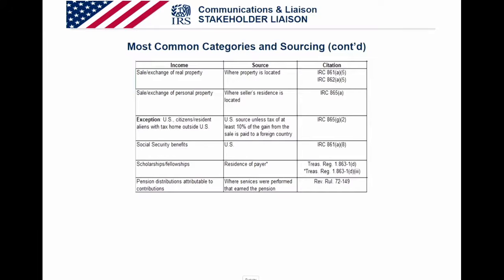And then we have Social Security benefits. These are U.S. sourced. And lastly, we have items like scholarships, fellowships, grants, prizes, and award type items. And these are sourced by the residence of the payer. So if any of these are made by a U.S. citizen, resident, a domestic partnership or corporation, a state trust, the U.S. or individual state, then they'd be sourced as U.S. source. The exception deals with receipt of such by someone other than a U.S. person for activities conducted outside the U.S.